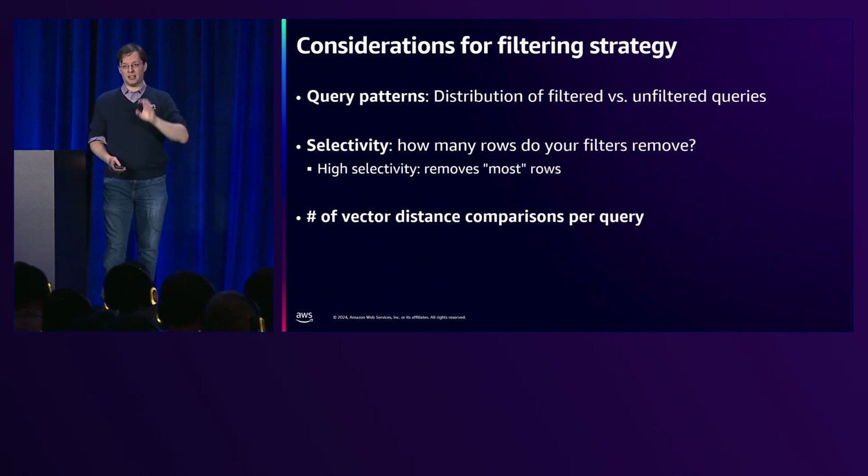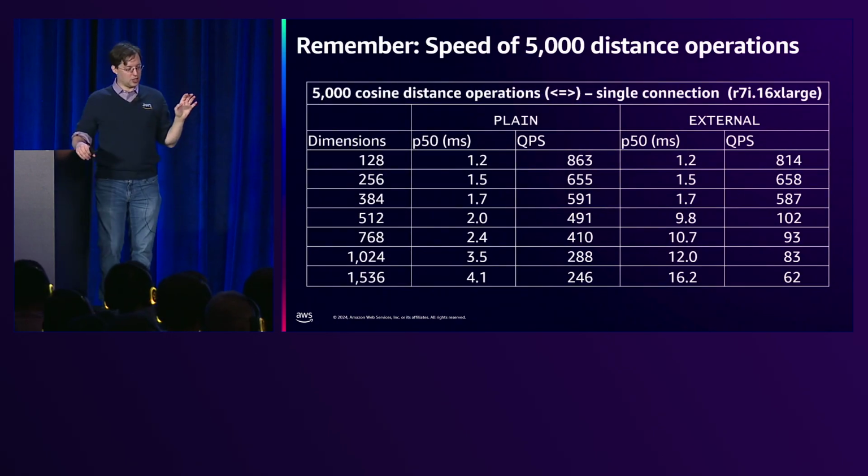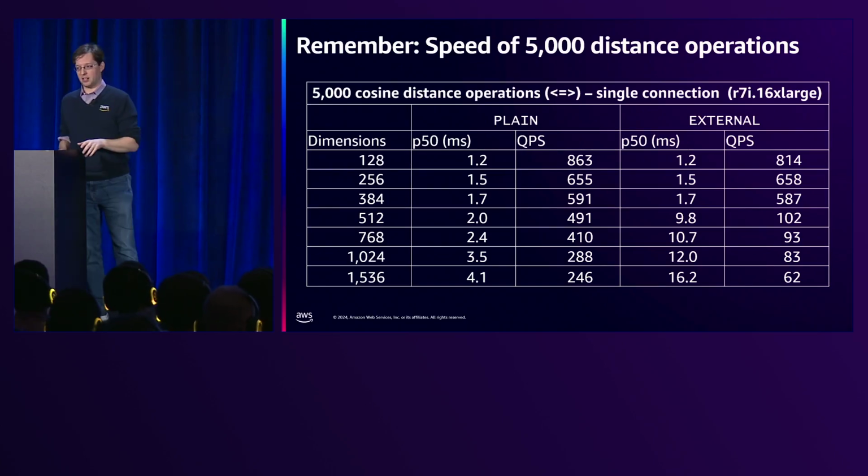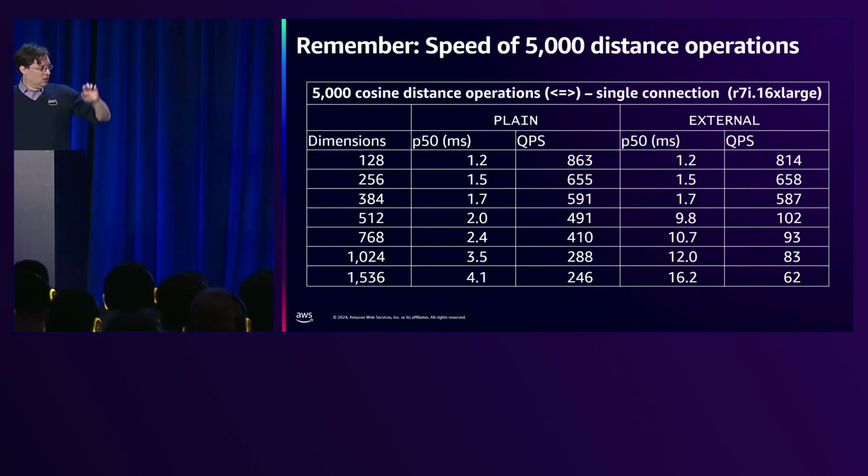And this is going to go back to that slide we saw a lot earlier, which is, we know that 5,000 of these distance operations on the R7i for these size vectors take this much time. This is a good benchmark because we see that a lot of the queries involving, let's say, HNSW scans will probably be within the bounds of 5,000 computations.